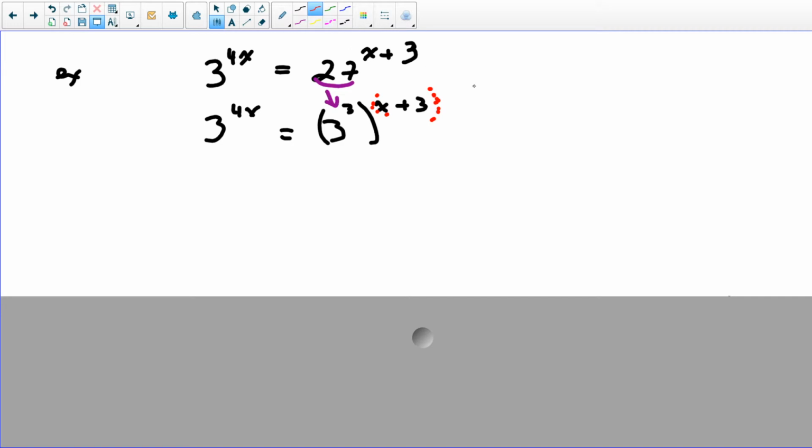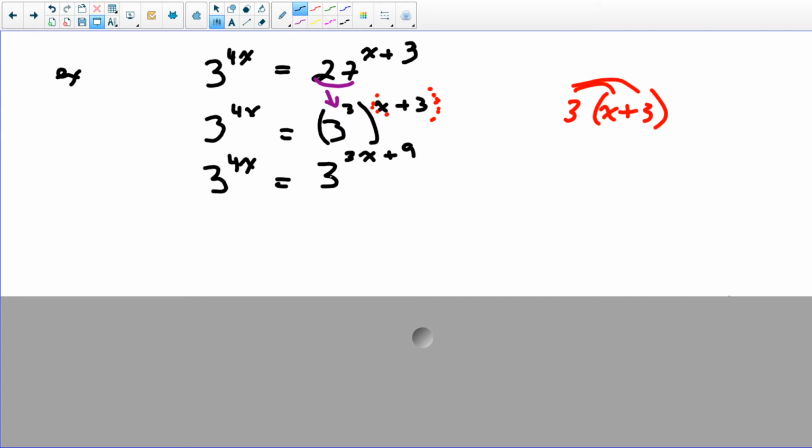Which means, and I'm going to move this over to the side just for a second, this is basically a distributivity scenario. So those two things have to multiply following the distributive law, okay? So what's going to happen is we have 3 to the 4x equals 3 to the 3x plus 9.